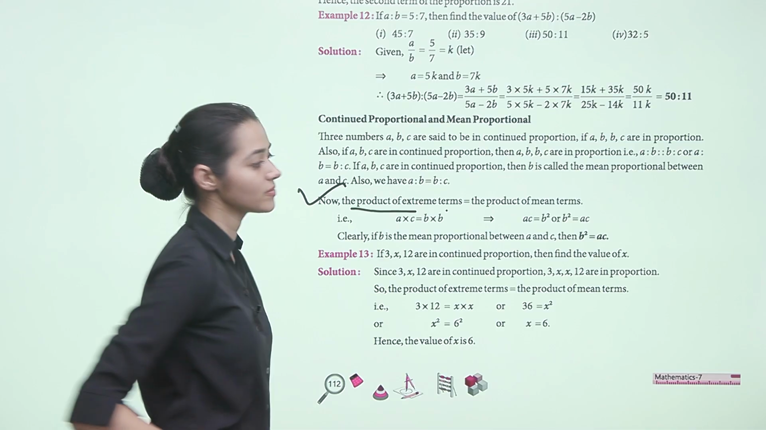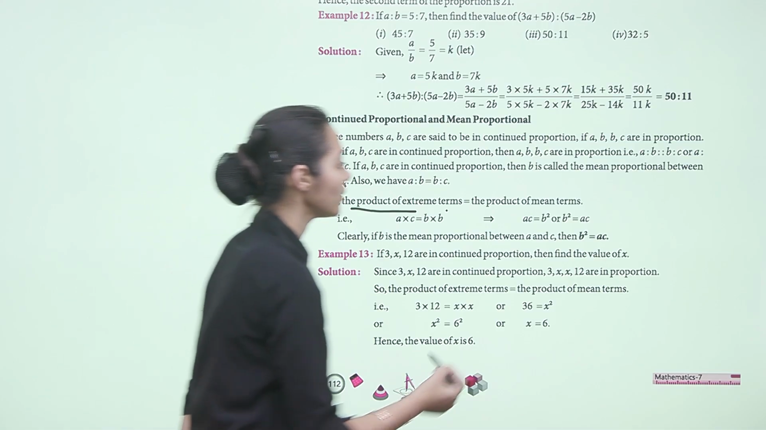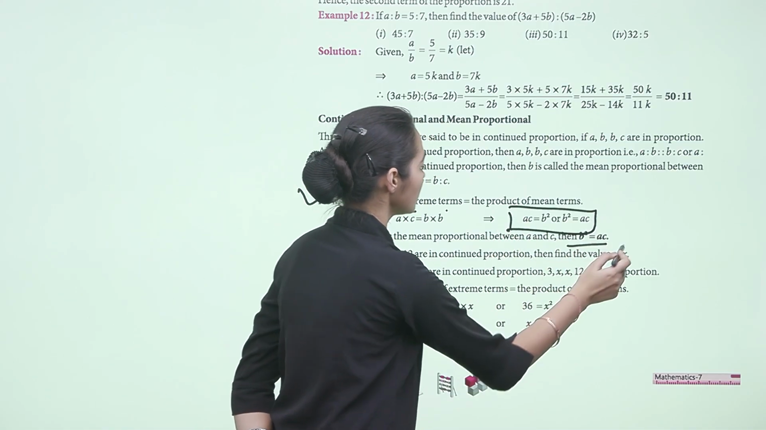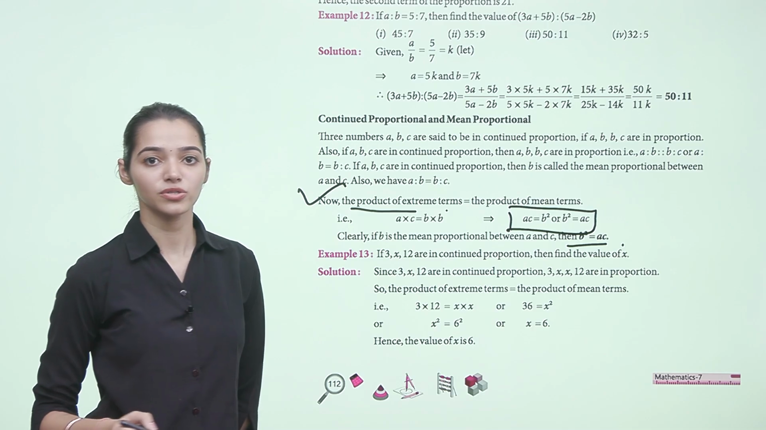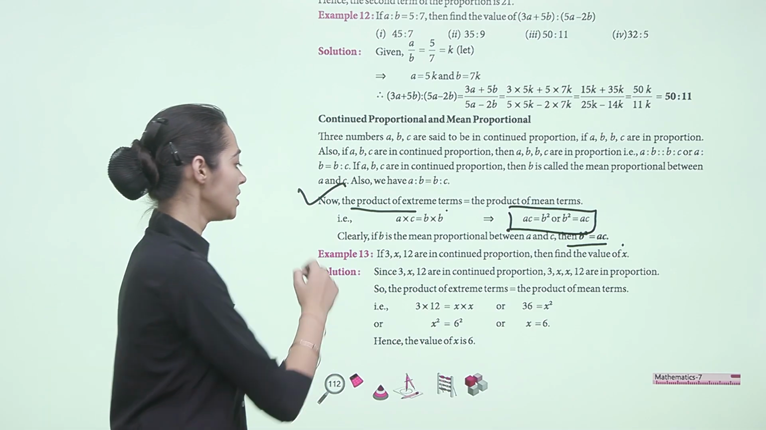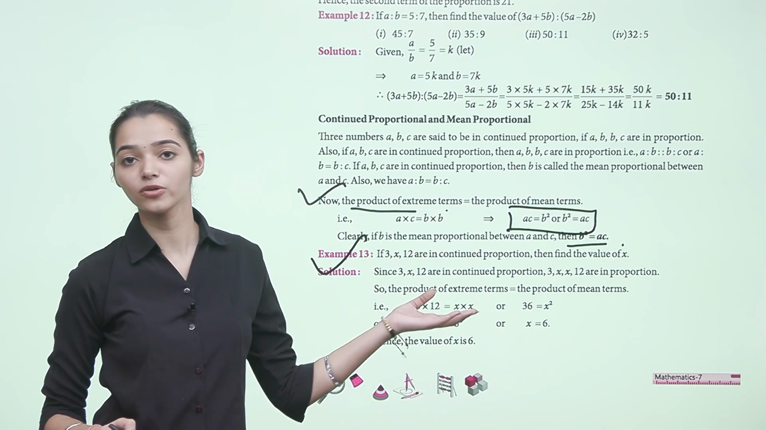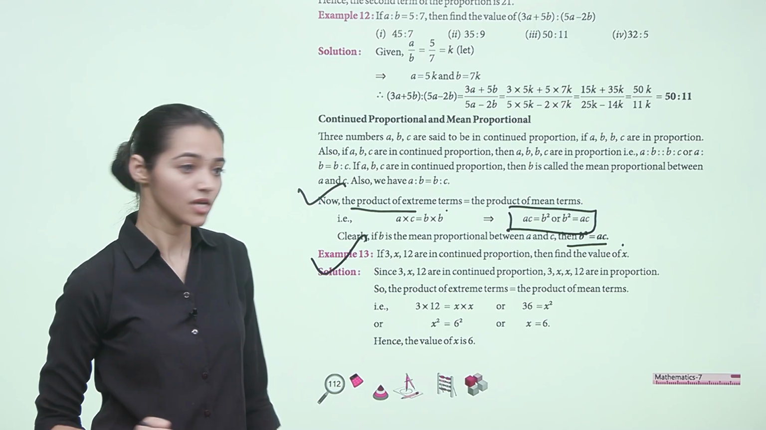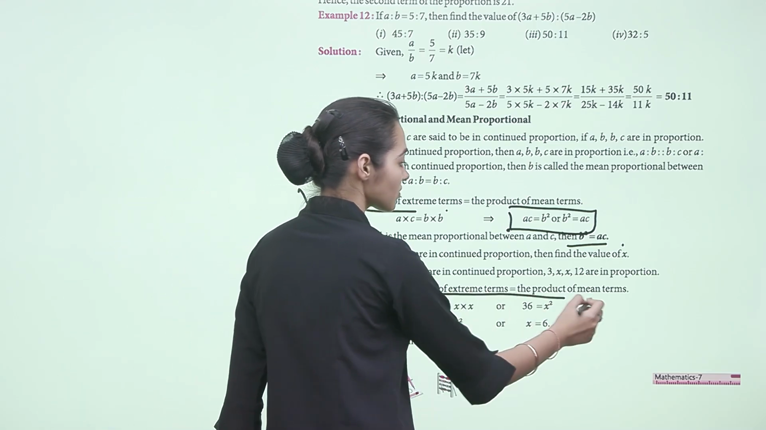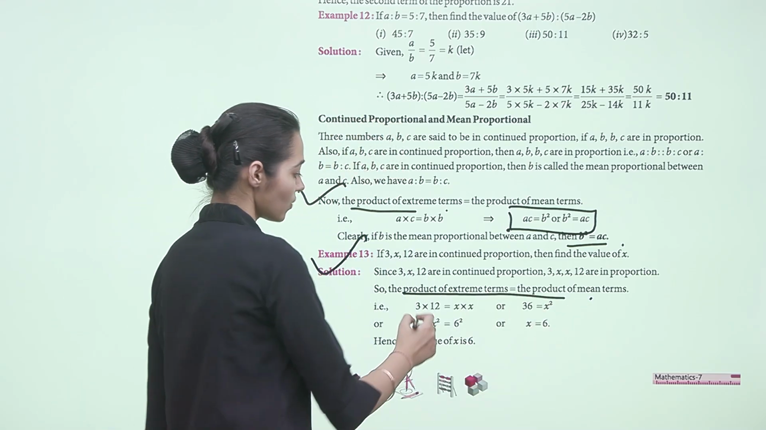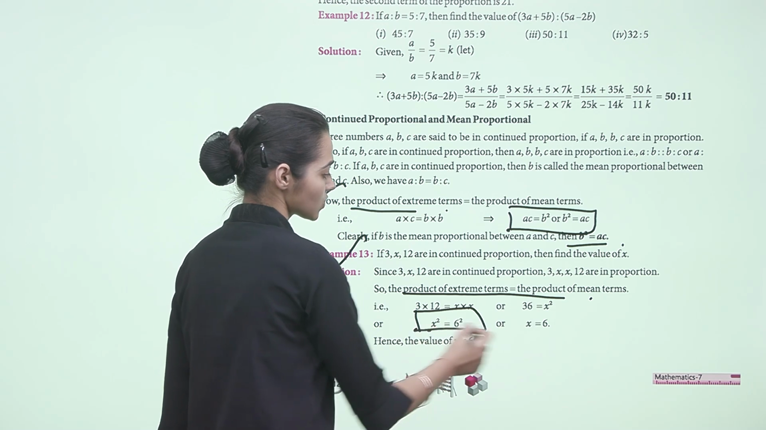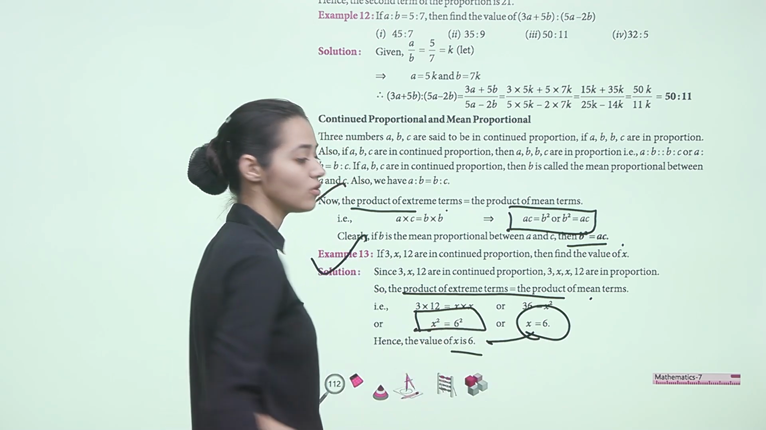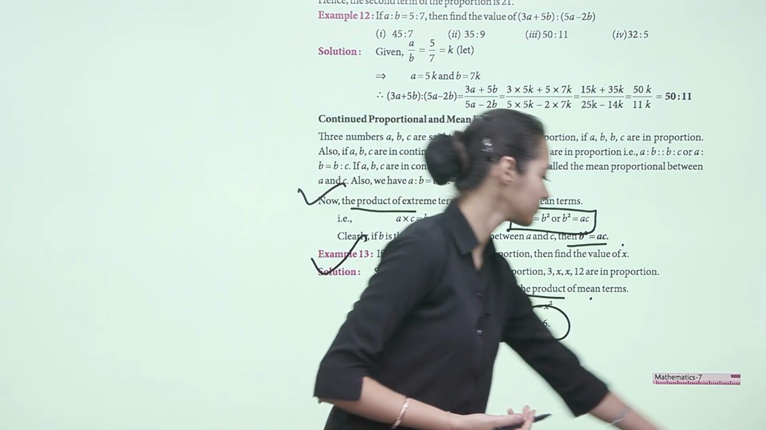Now the product of extremes is equal to the product of means. So AC is equal to B square, where B is our mean proportion between A and C. Now is our example number 13. They are in continued proportion. We have to find the value of x. So that means the product of extremes is equal to the product of the means. So x square is equal to 6 square and x is equal to 6. So the value of x is 6 here.